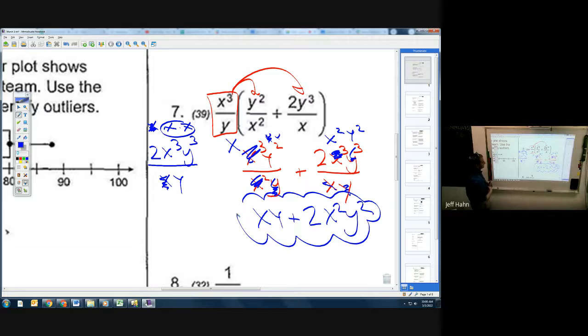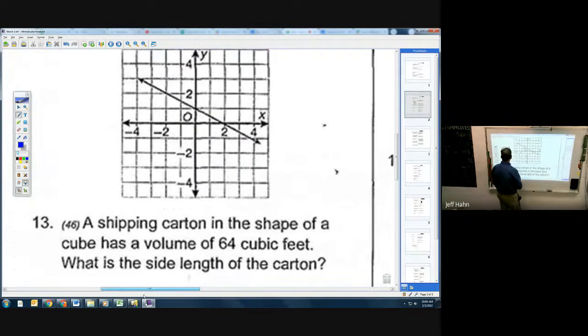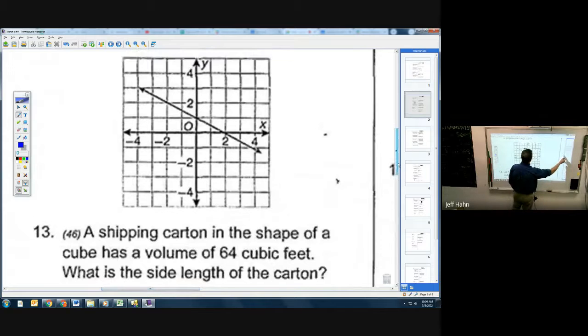Maggie. How do you do number 11? How do I do it, or how does somebody else do it? Yes. I don't know if you want that. Is it right here? Can you say this?